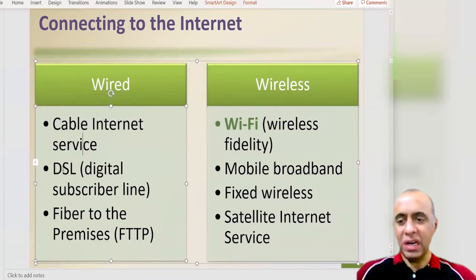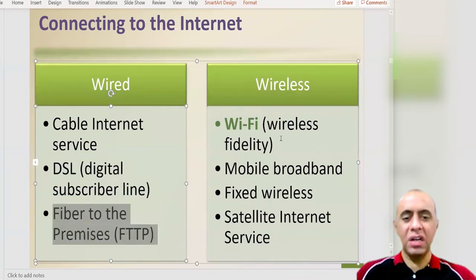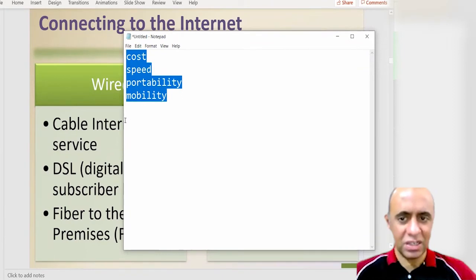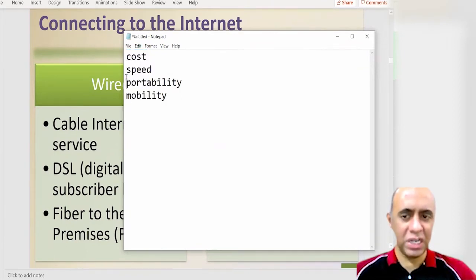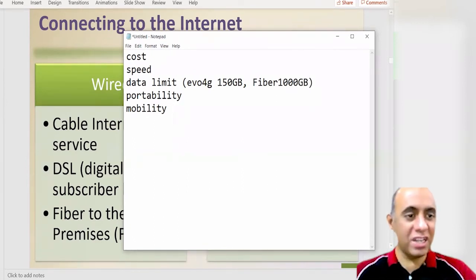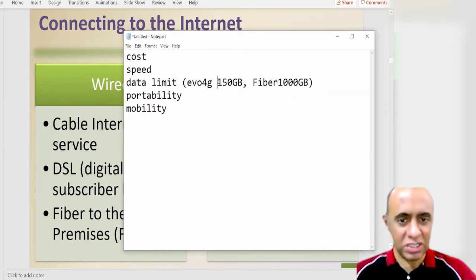What would you say your considerations should be for getting a subscription to any of these? There are different factors that you can consider. Cost is number one in my opinion, then speed, then data limit. You need to watch for that. Just to give you an example, Evo 4G, the maximum they offer is 150 gigabytes. There's a fiber optic company out there offering 1000 gigabytes at almost the same price, and the speed is about 3 times more than Evo. So you have to watch for this data limit. How much data are you getting?